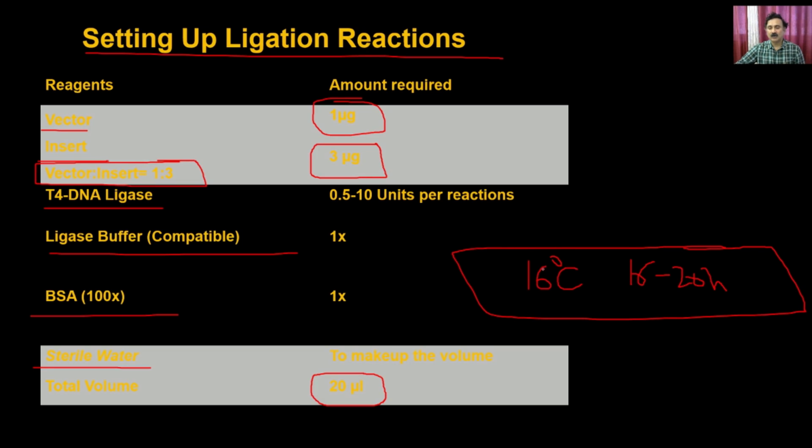Why are we doing it at low temperature? So that the hydrogen bonding between the nucleotides stays intact, which facilitates the enzyme to catalyze the reactions.